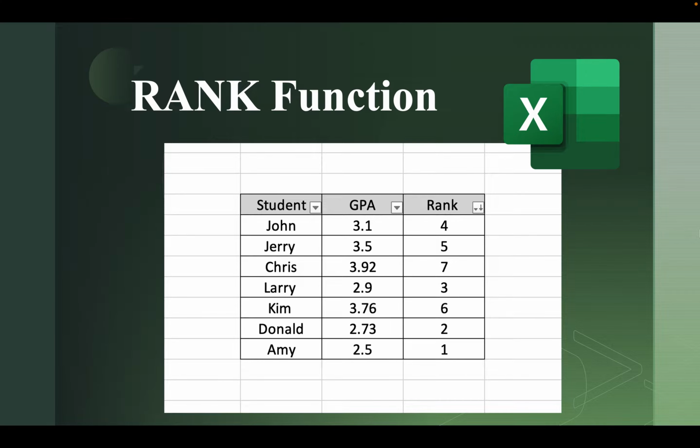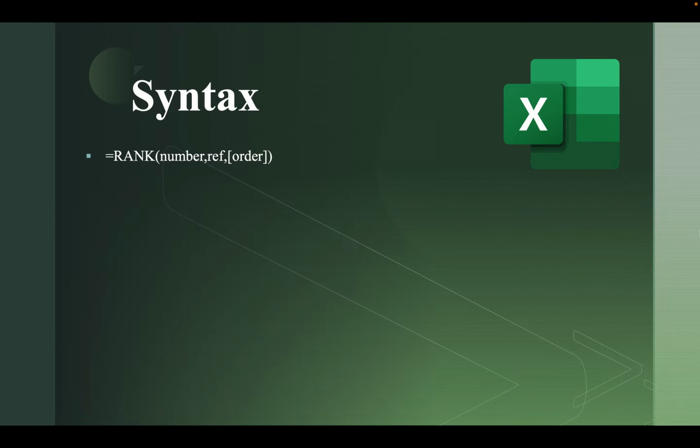So in my example, I'm going to use GPAs. You can take a data set like the one we have here with students, and rank the students from highest to lowest or lowest to highest with the rank function. The syntax of the rank function is as appears on the screen: equals rank, then you have a number, a reference, and an order, all separated by commas.